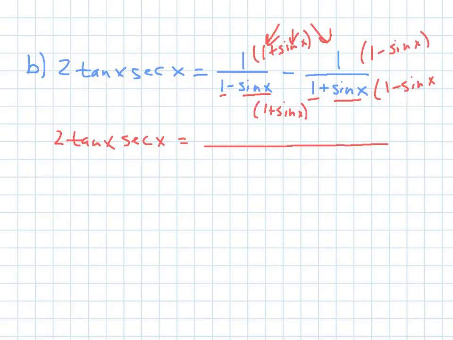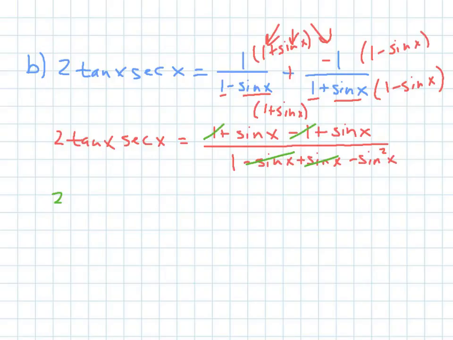So then we get 1 fraction with the denominator. Now if you multiply this out, remember on the bottom you get 1 minus sine of x plus sine of x minus sine x squared. And on the top, you're just distributing. Now remember, this would be a negative 1 there. So you get 1 plus sine of x, and then minus 1 plus sine of x. Okay? So then notice that negative sine of x and sine of x on the bottom cancel each other out, and a 1 and a negative 1 cancel each other out in the numerator. So 2 tangent x secant x equals, it'll be 2 sine of x over 1 minus sine of x squared.